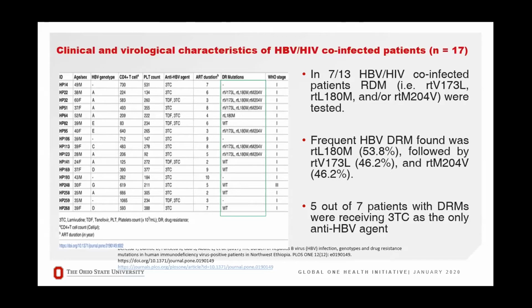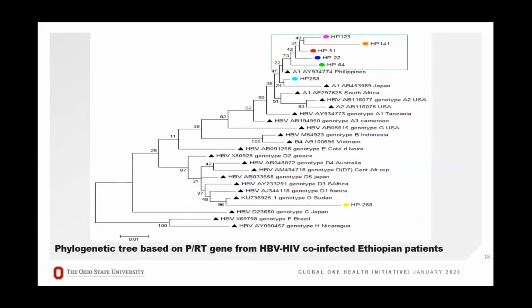And 5 out of the 7 patients with drug resistance mutations were receiving 3TC as the only anti-hepatitis B virus agent. So unless 3TC is combined with other drugs, it may lead to drug resistance mutations in the polymerase and reverse transcriptase region of the virus.